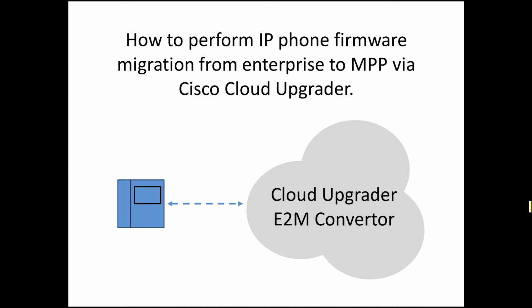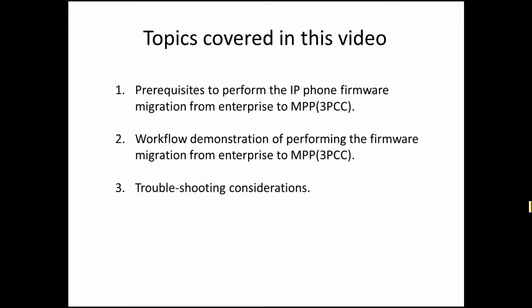In this video, we're going to take a look at how to perform IP phone firmware migration from Enterprise to MPP via Cisco Cloud Upgrader. Topics covered in this video: number 1, prerequisites to perform the IP phone firmware migration from Enterprise to MPP, also known as 3PCC. Number 2, workflow demonstration of performing the firmware migration from Enterprise to MPP. And the last item, troubleshooting considerations.